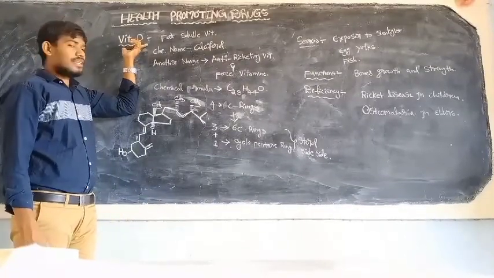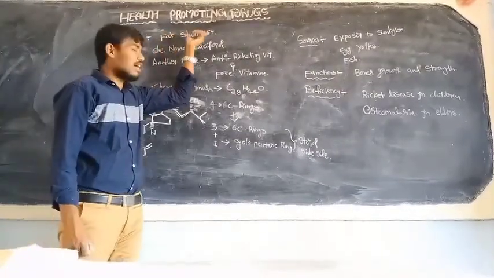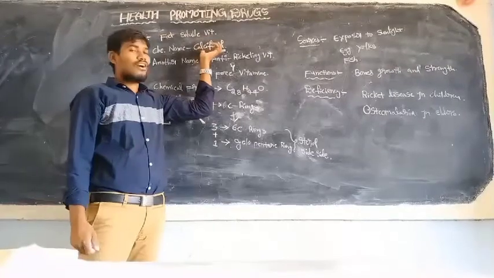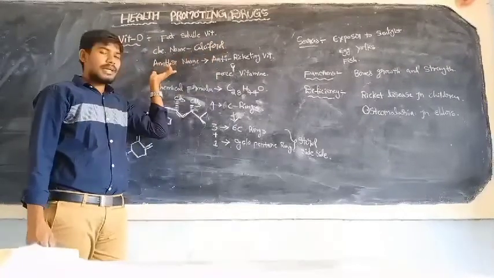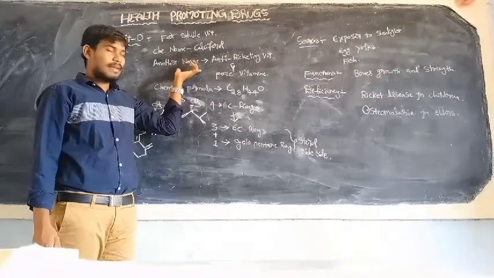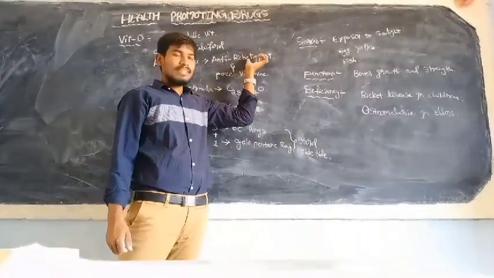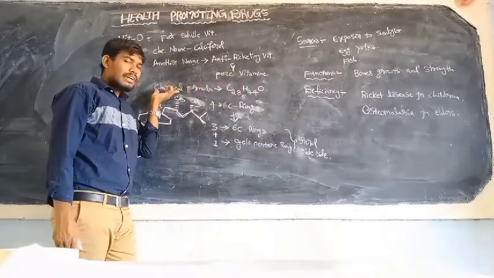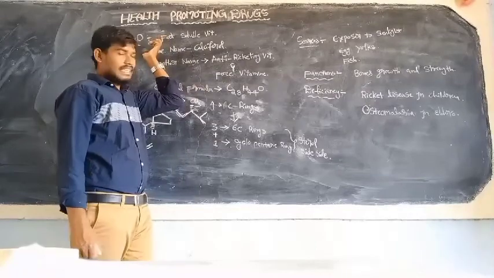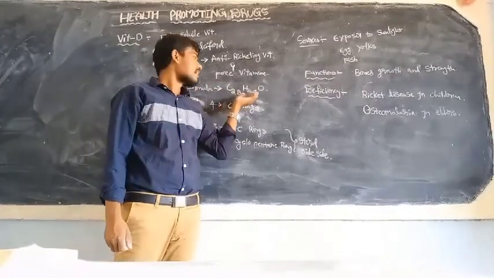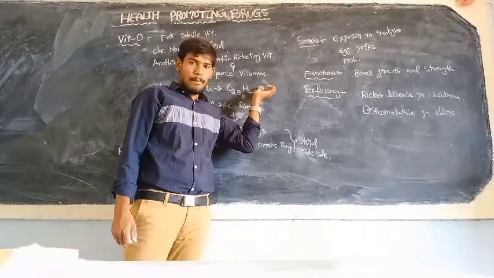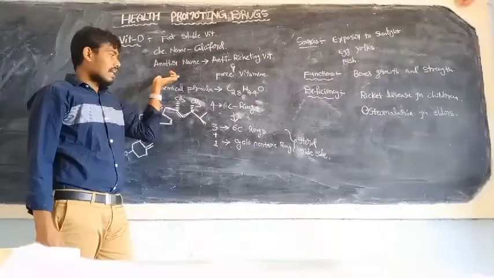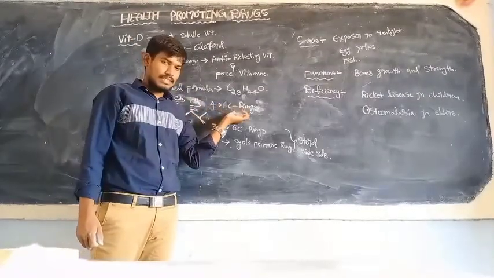Once you observe, students, vitamin D is one of the fat soluble vitamins, and the chemical name of vitamin D is calciferol. And vitamin D also has other names, anti-rickets vitamin and free vitamin. Next, the chemical formula of vitamin D is C28H44O. Next, the structure of vitamin D contains 4 carbon rings.